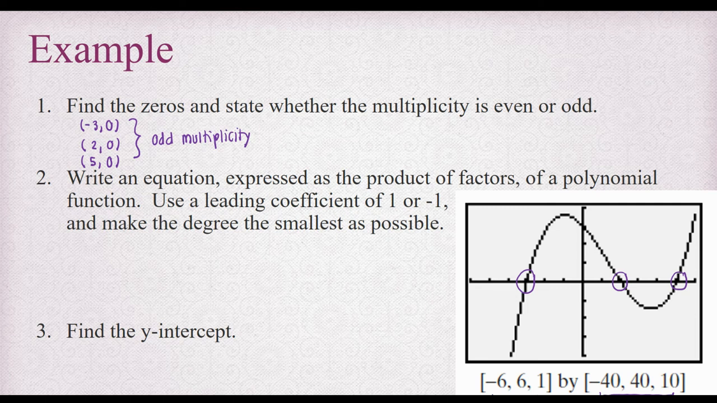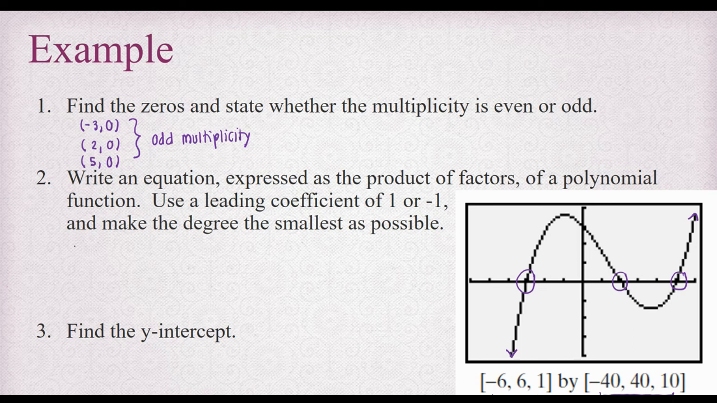Okay, so it says write an equation expressed as the product of factors of a polynomial function. We're going to use the leading coefficient as either 1 or -1, and we're going to make the degree as small as possible. Notice that on the left, my graph is heading down. On the right, my graph is heading up. Because they're going in opposite directions, we should have an odd number for our exponent.